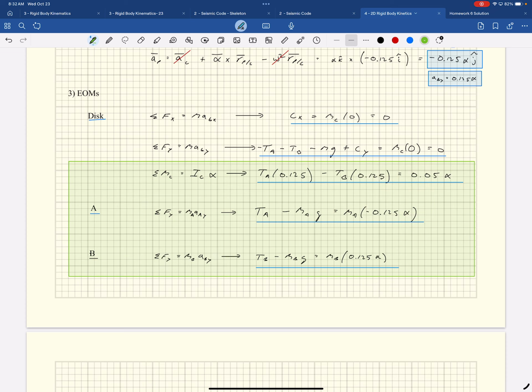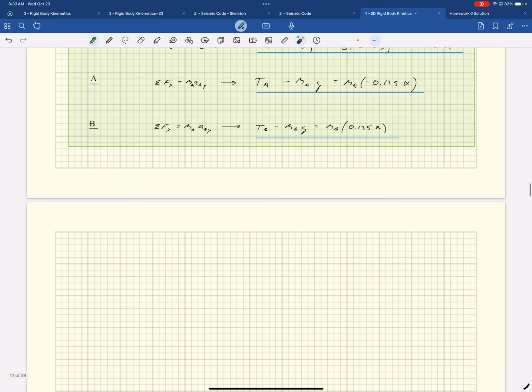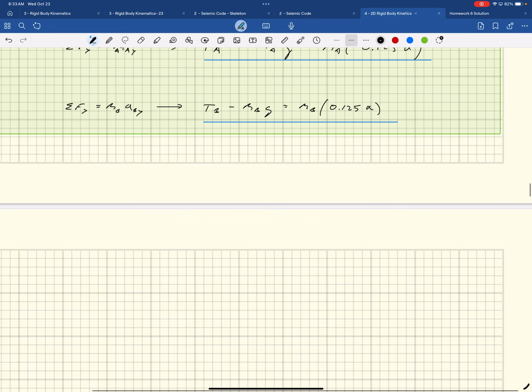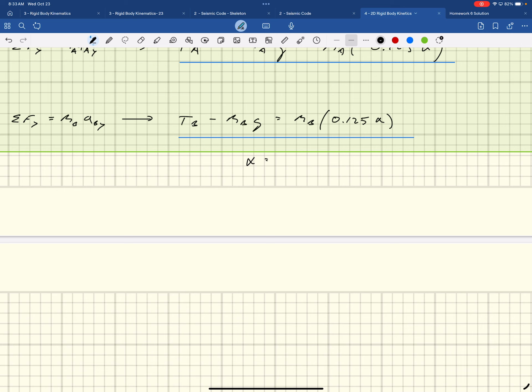And those three are TA, TB, and alpha. If you wanted the reaction, you would have to include that equation up there if you wanted CY. But I just did these three equations and these three unknowns. And what I get for the answer here is alpha is equal to negative 46.2 rads per second squared, TA is equal to 62.34 newtons, and TB is equal to 80.8 newtons.